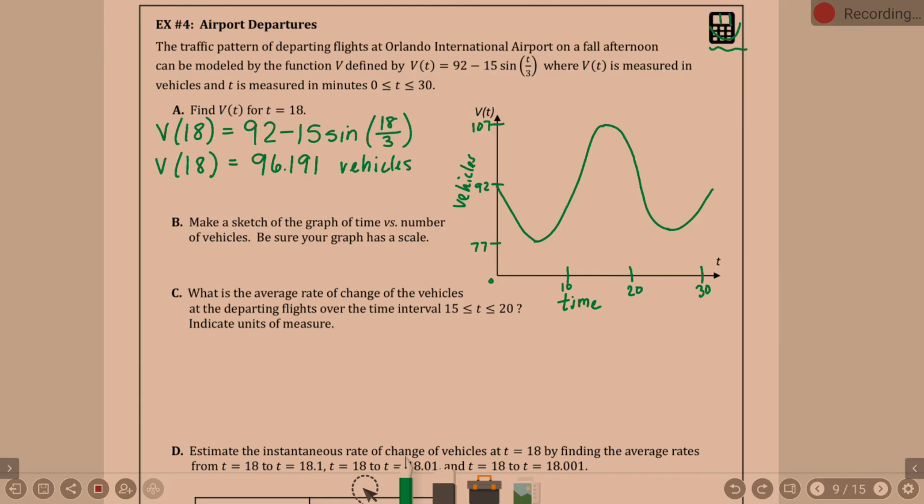Okay. What do you know? Now, at 18, it's supposed to be 96. Mine's not exactly on, but is that the idea? At 18, it was supposed to come up to be 96.191. My graph's not exactly, but that's all right. Okay, so that's the idea of what a sketch of a graph of time versus number of vehicles would be.